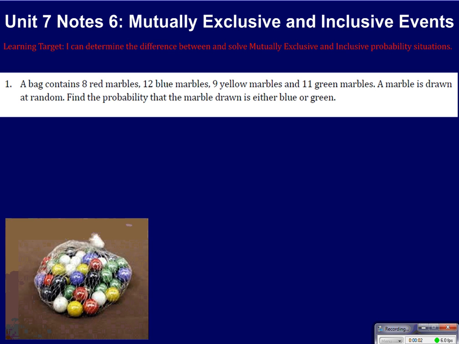Okay, ladies and gentlemen, this is Unit 7, Note 6, mutually exclusive and inclusive events. So what you're talking about, mutually exclusive are two things that cannot happen at the same time. So if I flip a coin, it cannot land simultaneously on heads and on tails. Inclusive means you can be part of both categories.